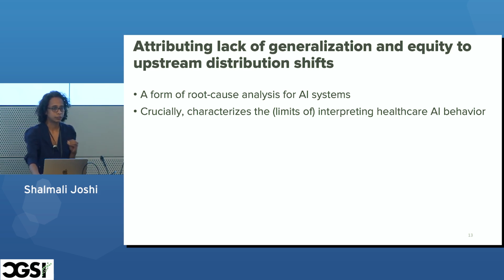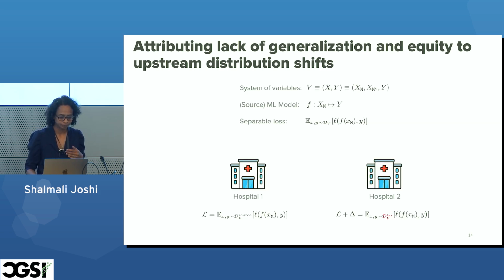That's where I want a note of caution: we need to be very careful. And so let's formalize this very quickly. I'm going to go through the method in not a lot of detail, given the amount of time we have, but hopefully I'll cover the high-level gist of it.